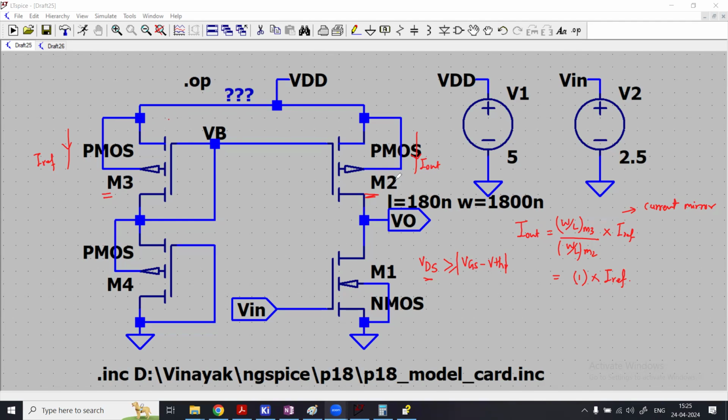We already know what would be the gain, we already know the current mirror action, and we already know the condition for making the transistors work. Okay, so this is the condition we have to understand, and we'll compare the VDS of each device, whether that is greater than or equal to VGS minus VTH. But where is the VTH value? That is available in the SPICE model. And where is the SPICE model?